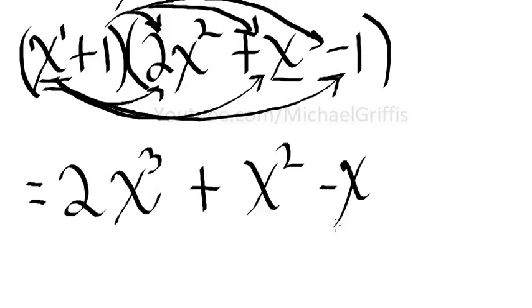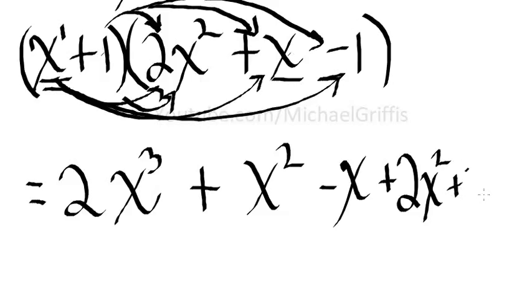Now we're probably going to run out of room over here. I didn't account for that. So we have 1 times 2x squared. We're going to try to figure out how to squeeze this in. 1 times x is just x. And then 1 times that minus 1 is negative 1, or minus 1.